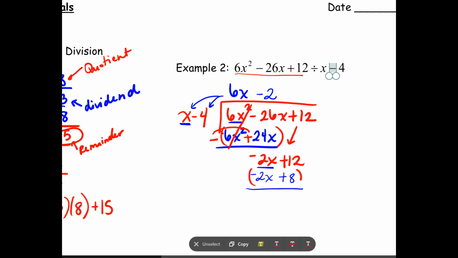So if you want to think about putting the negative on the outside, or if instead you just want to subtract both terms right away, what happens when you minus a negative? Positive, and then here would be a negative 8. So now negative 2x plus 2x is 0. 12 minus 8 would be 4. But what is this piece called again? Your remainder.